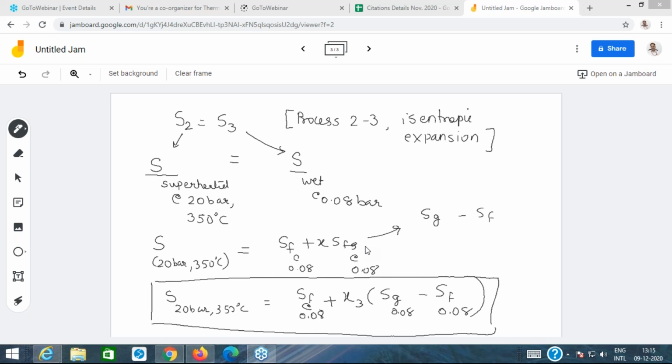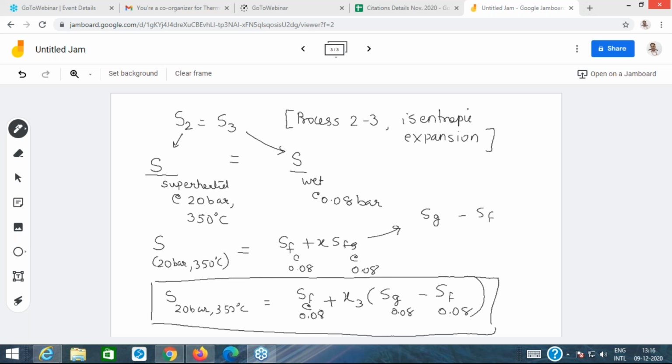Okay, Rushali. What are we doing here? We are doing a trick to find the dryness fraction at state 3. Now, what is the trick? We make use of the fact that the process 2 to 3 in the Rankine cycle is an isentropic expansion process. The expansion which is happening in the steam turbine is assumed to be isentropic in the case of the ideal cycle, which is the Rankine cycle.